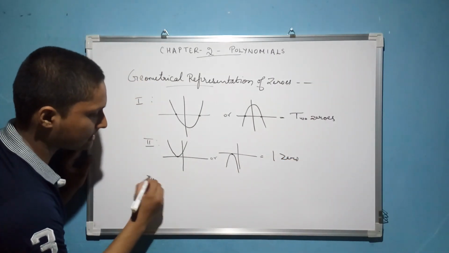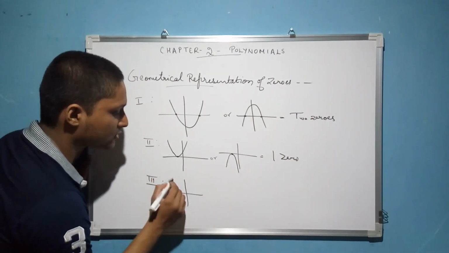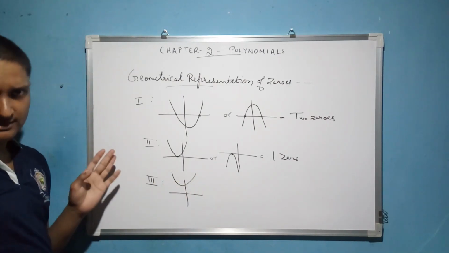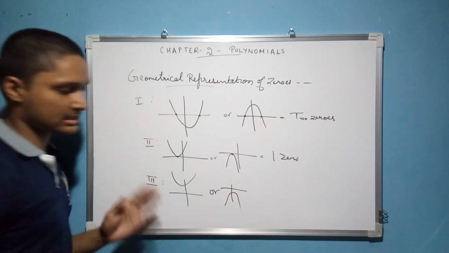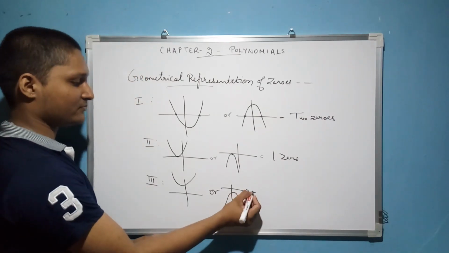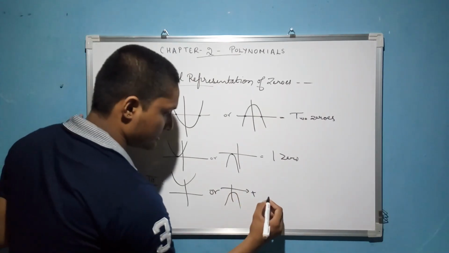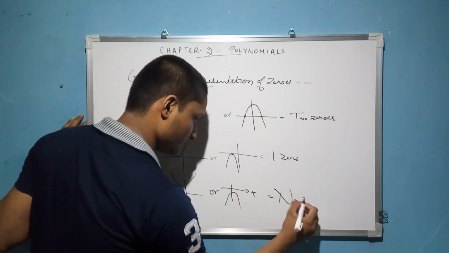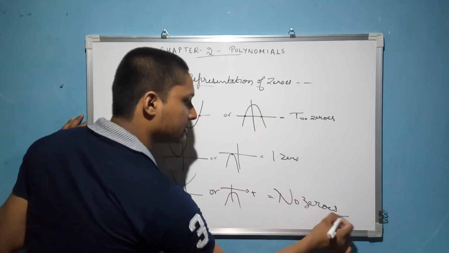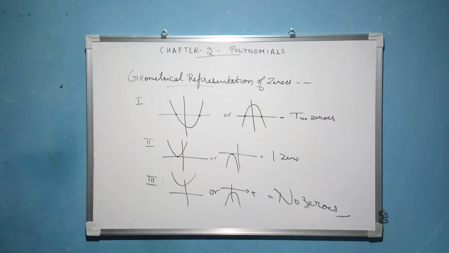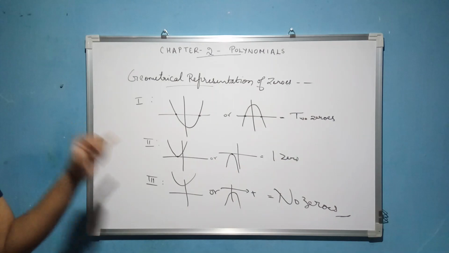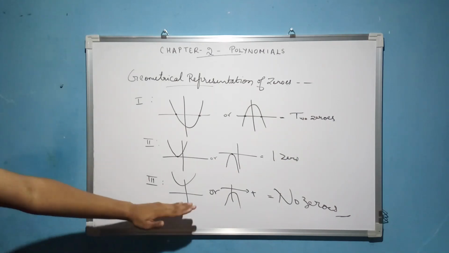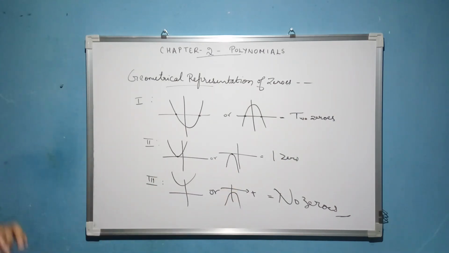The third case is when the graph comes to be like this. It never touches the x-axis, or it can be in the opposite direction also. This is the x-axis, right? This is the rough graph. In such a case you have no zeros. That means there exists no value for x for which that polynomial or the algebraic expression becomes 0. That's why such polynomials have no zeros. Okay, there are some numbers like that.